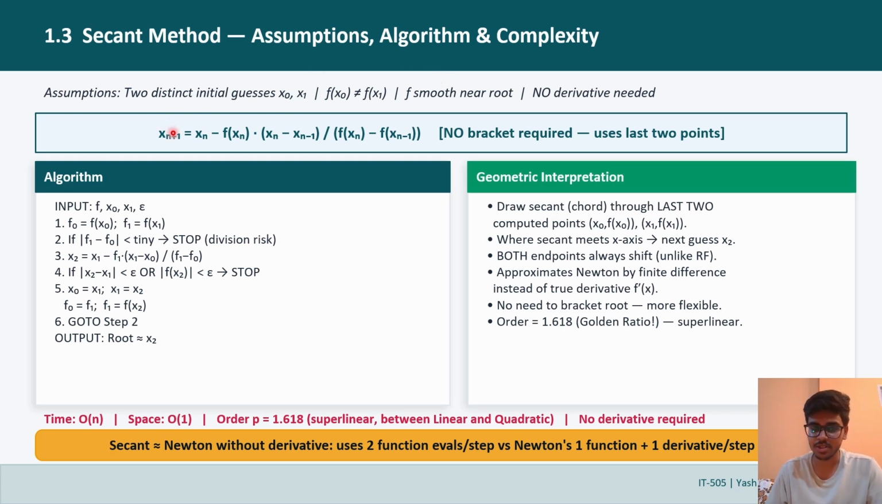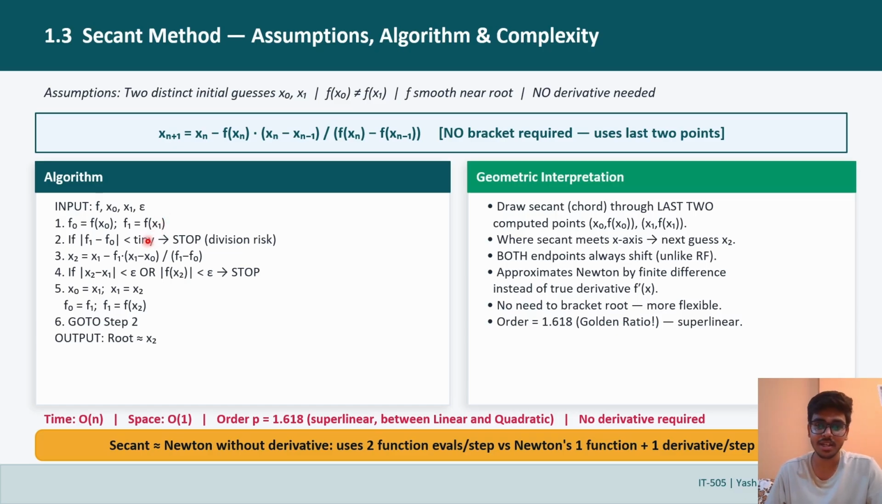Now the formula is x of n plus 1 is equal to xn minus f of xn times (xn minus xn minus 1) divided by (f of xn minus f of xn minus 1). In the algorithm, in each step, we compute f at both current points. We check the difference is not near 0. We compute the next guess using the formula. We check convergence, then shift. The old x1 becomes the new x0 and the new x2 becomes the new x1.